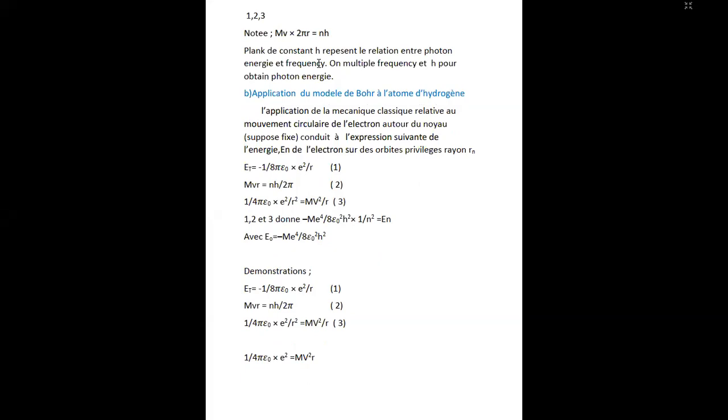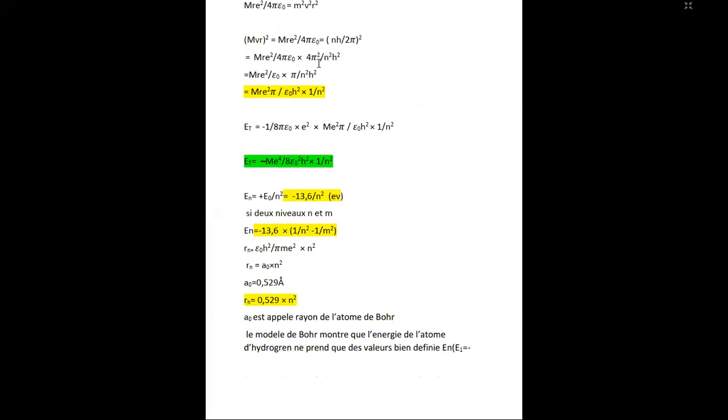When he added these formulas together, he came up with negative m e to the power 4, the mass and charge of the electron, over 8 epsilon squared h squared, times 1 over n squared. The whole thing from negative m e^4 over 8 epsilon squared h squared represents the energy at the first state, and this energy is always fixed, which is negative 13.6. So in your questions, there's no need to use this whole thing; you just use this formula, depending on how you want to calculate the energy.